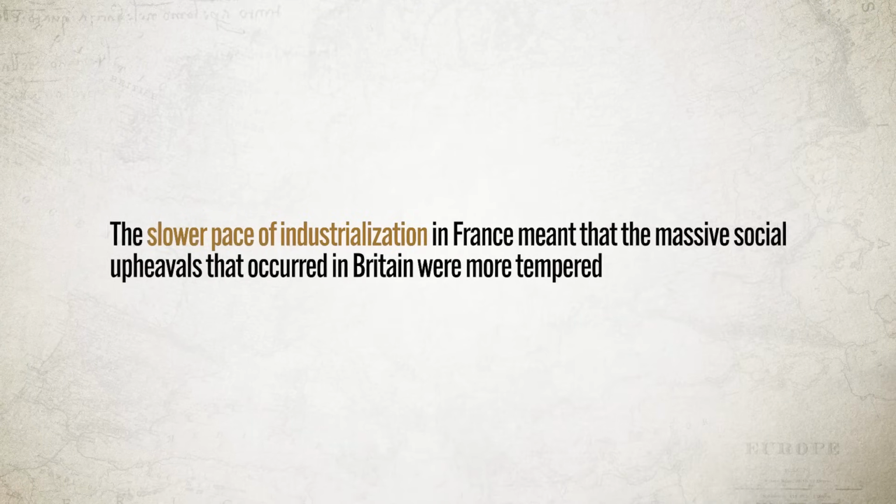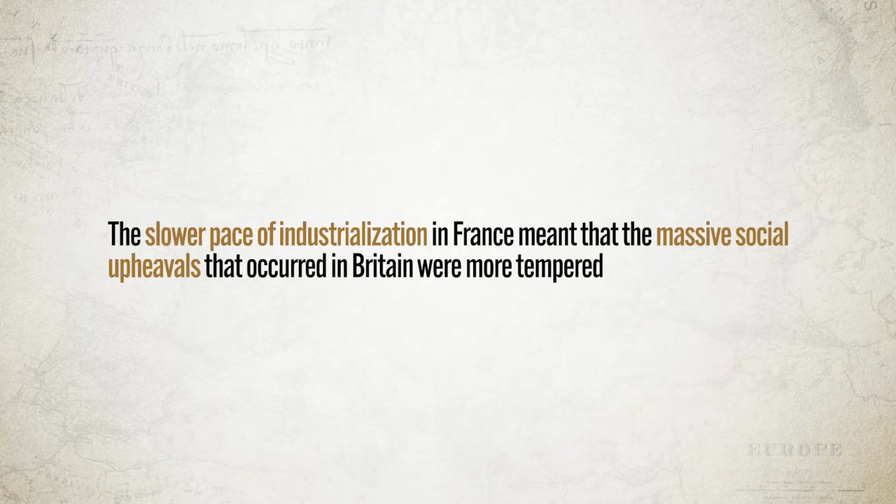the transportation of manufactured goods. By the 1830s, British weaving technology had been adopted in France, and that not only established the cotton industry, but also revived the flagging French silk industry as well. And the slower pace of industrialization in France meant that the massive social upheavals that occurred in Britain were more tempered, and we'll talk about those upheavals in another video.